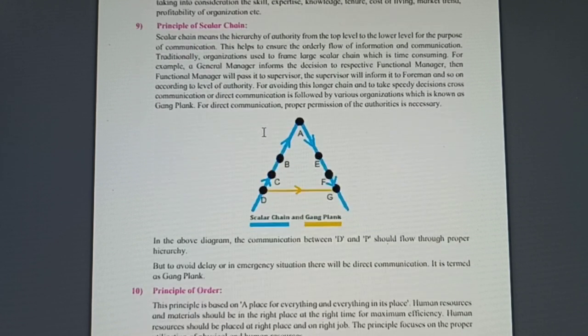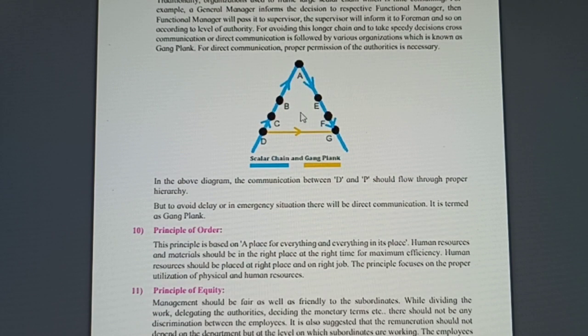Ninth, principle of Scalar Chain. Now this is a special word given here, Scalar Chain. Here it is explained in this diagram below, as you can see here, blue and black dots. This is a Scalar Chain. Now let me explain this. What is it? Here, as you can see in the diagram, just watch the diagram. There are 1, 2, 3, 4 dots on the right side, and there is a line going on. See, this line goes from here, D, C, B, A. Now let us assume that this A, person A, is the main MD or CEO or the boss of the company. Now D, C, B, A, this is the chain which the company follows.